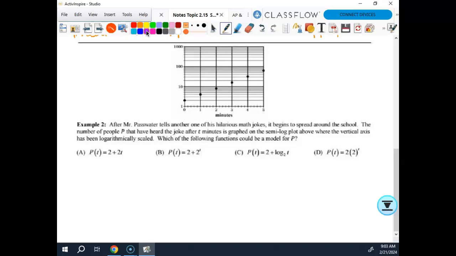So this says, after Mr. Passwater tells another one of his hilarious math jokes, it begins to spread around the school. The number of people P that have heard the joke after T minutes is graphed on the semi-log plot above, where the vertical axis has been logarithmically scaled. Which of the following functions could be a model for P?